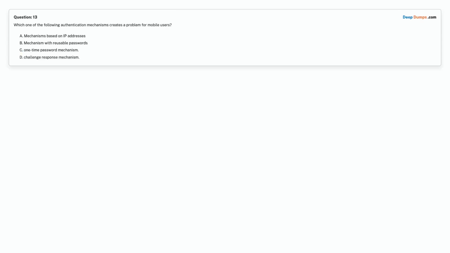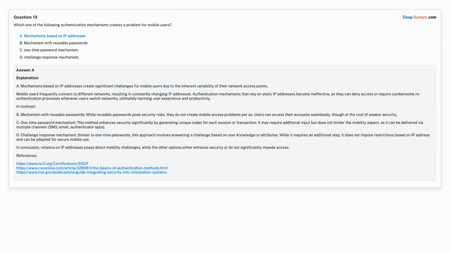Question 13. Which one of the following authentication mechanisms creates a problem for mobile users? Option A. Mechanisms based on IP addresses. Option B. Mechanism with reusable passwords. Option C. One-time password mechanism. Option D. Challenge response mechanism. Choose the correct answer. Correct answer is Option A. Mechanisms based on IP addresses.